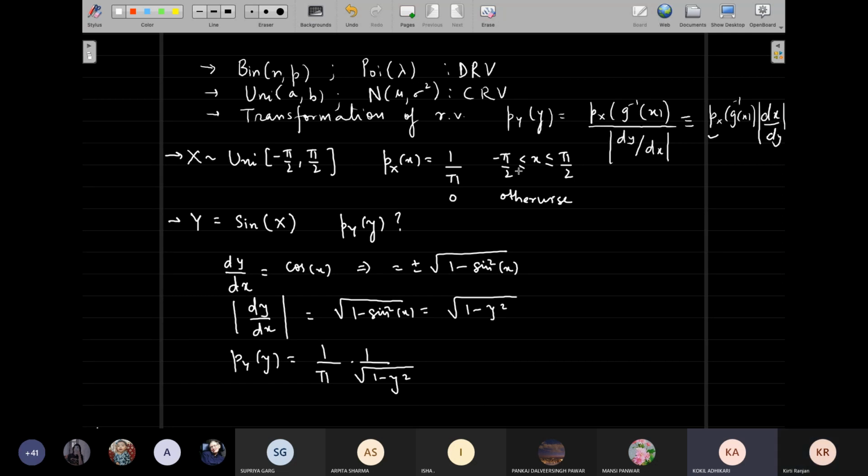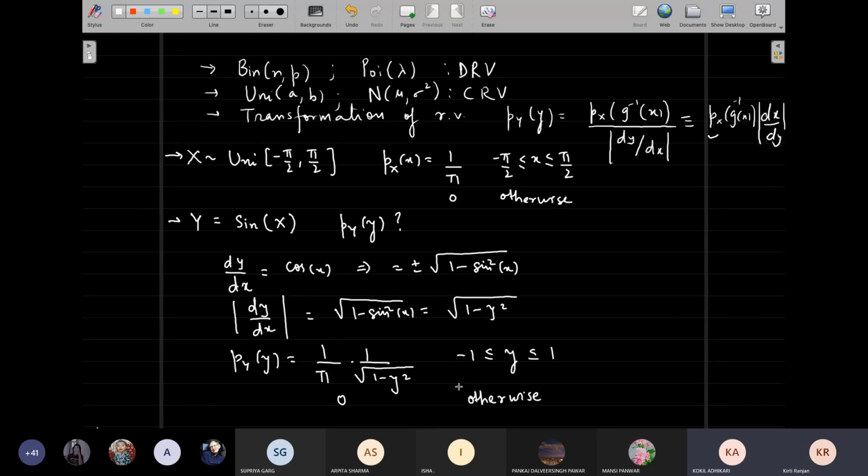The range of x is minus pi by 2 to pi by 2. So what is the range of y? Minus 1 to 1. So sine of minus pi by 2 to sine of pi by 2, which means minus 1 less than or equal to y less than or equal to 1, and 0 otherwise.